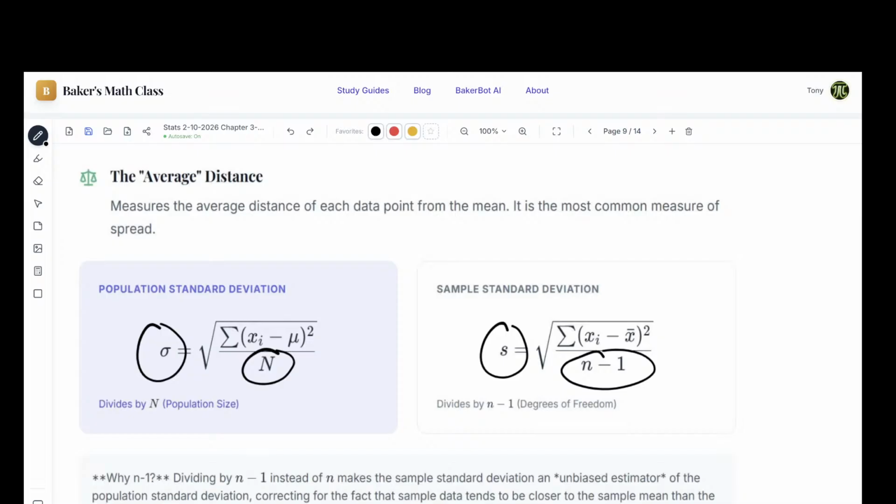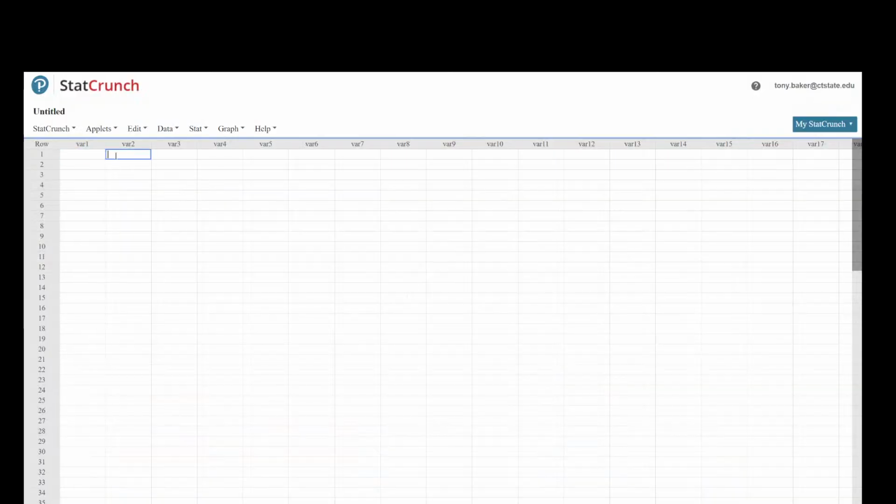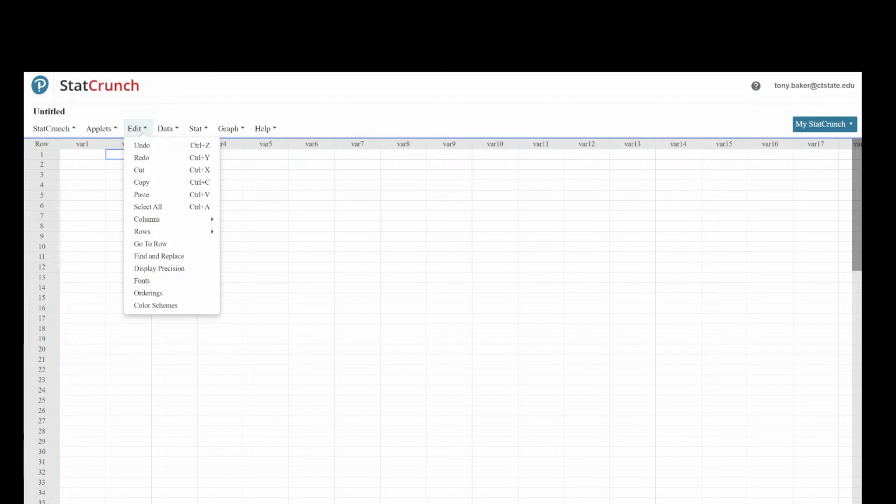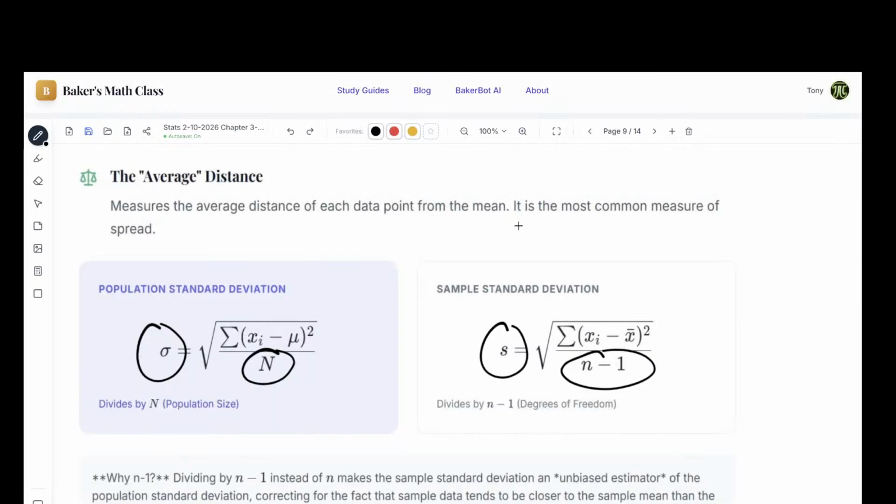Do I have one that I can quickly use? Let's see if they give me a quick little table. They don't. Might be able to do this in StatCrunch. Probably should have figured that out before, but that's okay. I will do it by hand.